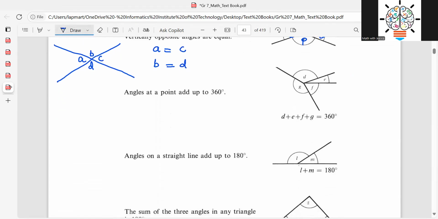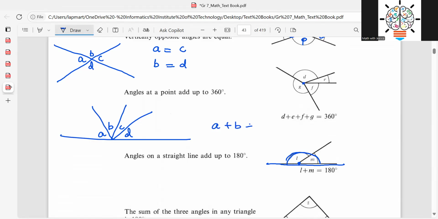Then the next one, angles at a point. This is a point, and all the angles around this point add up to 360 degrees, right? If you have angles on a straight line like this, everything together adds up to 180. That doesn't need to be just two angles. Sometimes you come across four angles like this, A, B, C, D. Still you get the same answer: A plus B plus C plus D gives you 180.